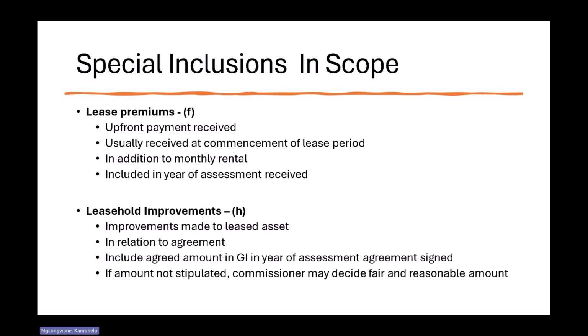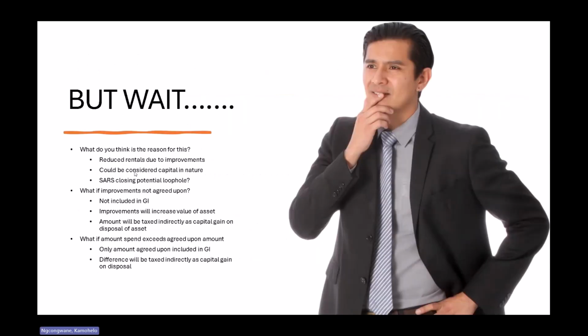So that's leasehold improvements. Of the three questions, what's the reason for this? It's to ensure that SARS does not lose out on any tax it would earn because somebody is paying less tax because they've made improvements to a property. That's my view. SARS has not come out officially and said, we're doing this for this reason. For me, I believe that if I'm going to charge you rentals, and at the same time I expect you to make improvements to my property, I'm going to charge you less in rentals. If I'm charging you less in rentals, less goes into your gross income, and SARS gets less tax.